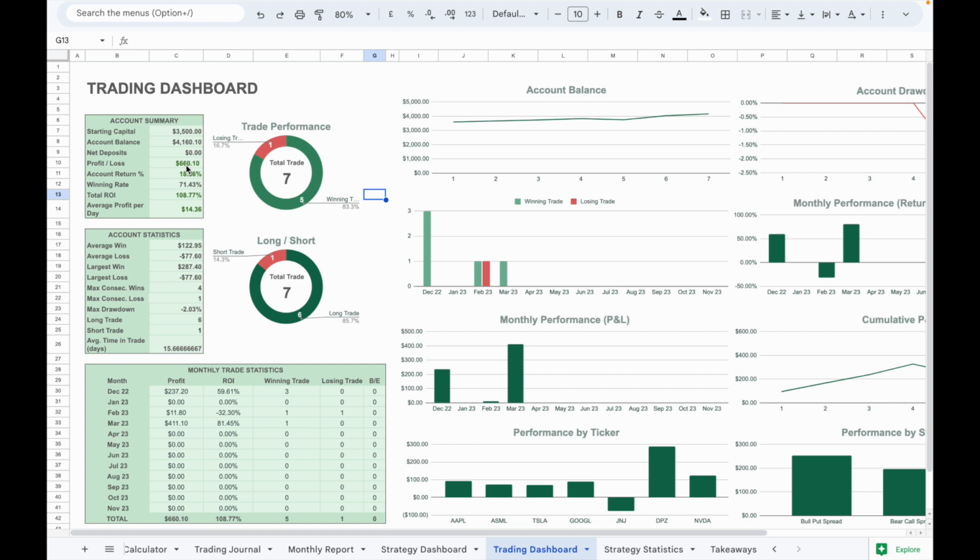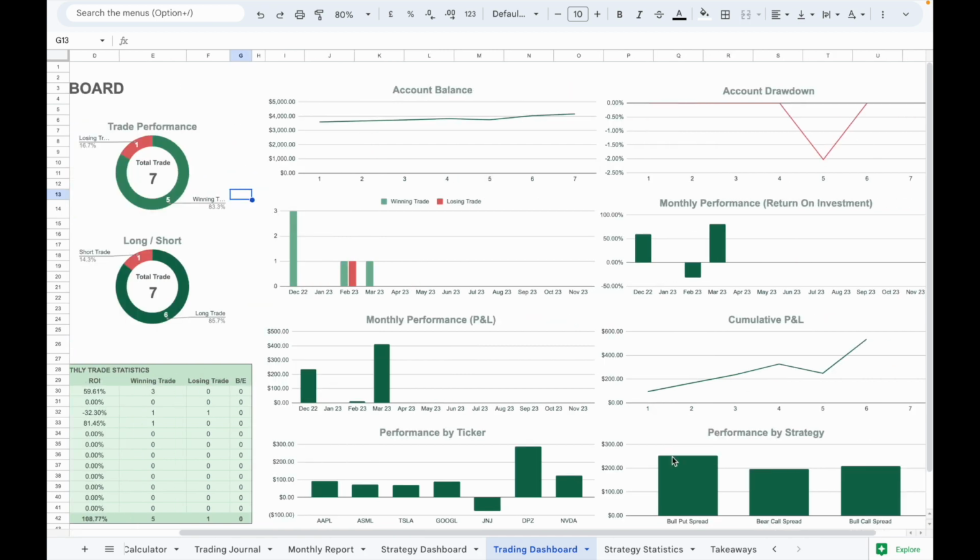The dashboard also shows monthly performance such as total profit, return on investment, winning trades, and losing trades. Additionally, it displays which strategy is providing the most profit and which stock is generating the highest profit for you.